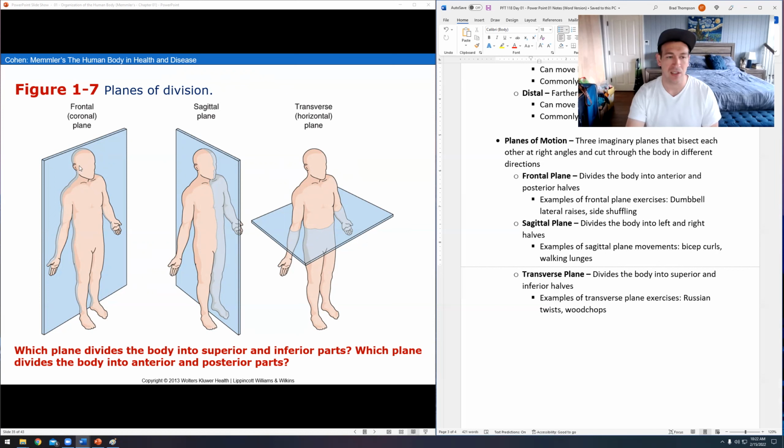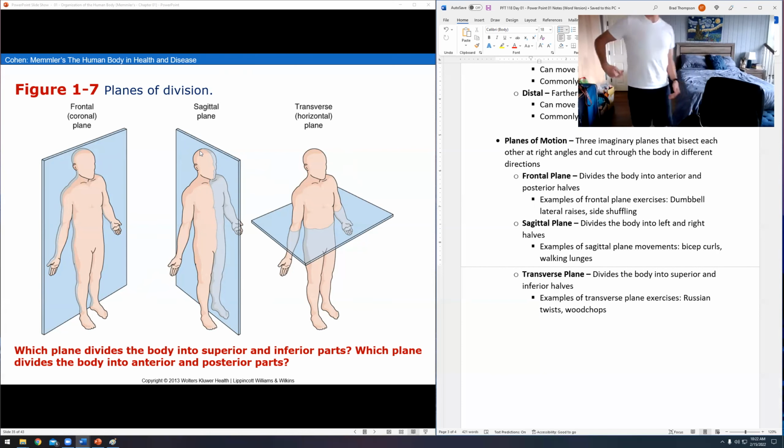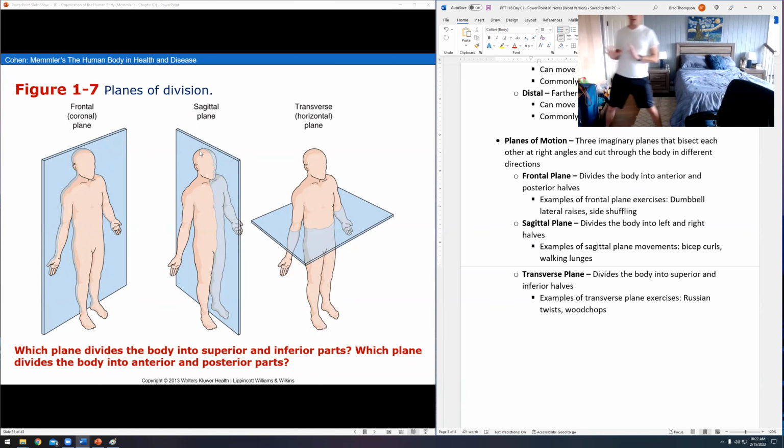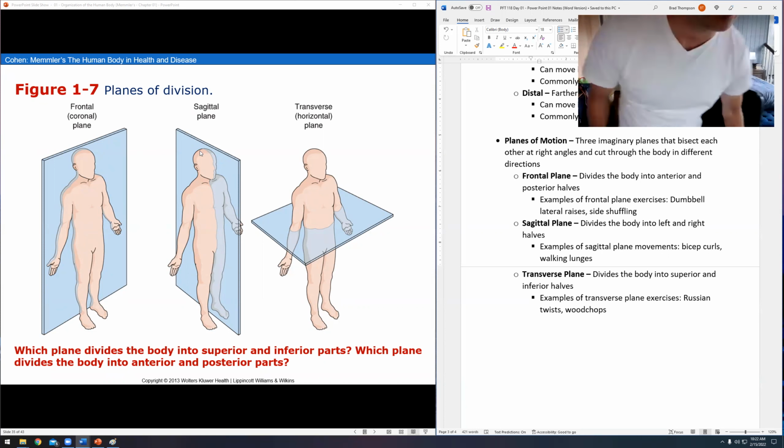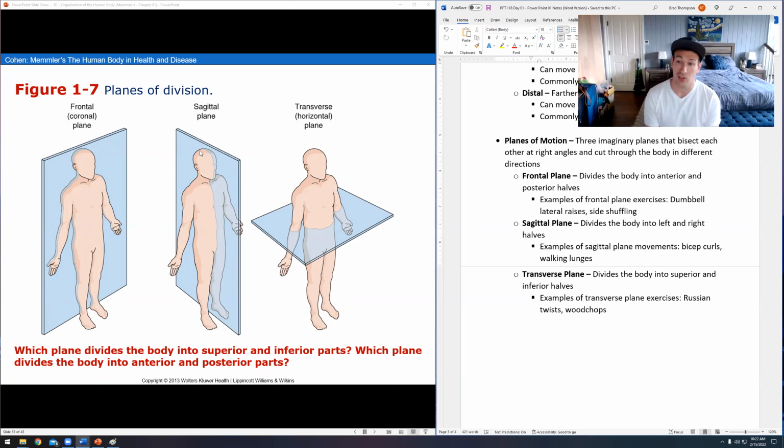If you were to divide me into a front half and a back half, so if you were to slice me down the side like this, and now I've got a front side and a back side, and I do motions like this, side to side movements, lateral twist, side to side bending like this, all of that kind of stuff is moving in what we call the frontal plane, because you can see the front and you can see the back.